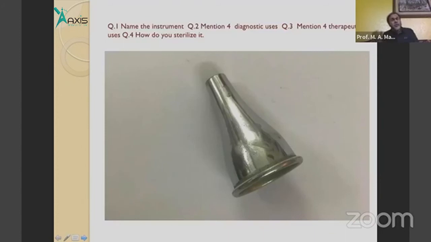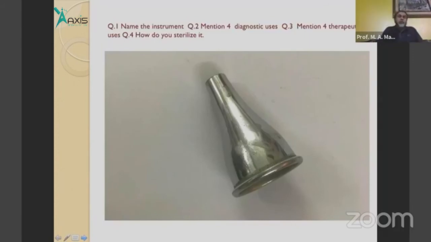That means to see what's wrong in the deeper part of the external auditory canal, what's wrong in the eardrum, if there's any perforation, what's wrong in the middle ear. You can make it out, right? To see the deeper part, like any laceration, any foreign body, any granulation tissue, any polyp, any perforation of the eardrum, any cholesteatoma. So all this is diagnostic use.